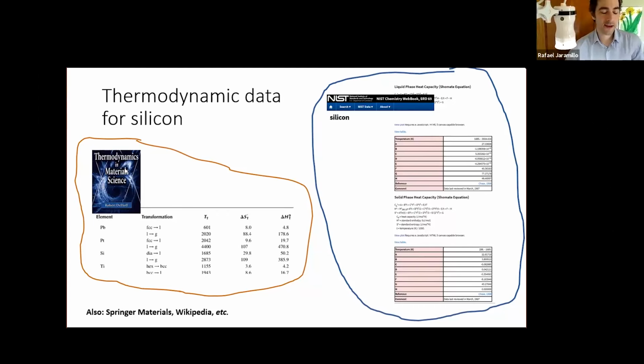Here's some data right in the book, in the appendix, appendix C or something. What is this data? Silicon, dia to L. What does dia mean in this case? Anybody? I called it S for solid. Why is it here dia?